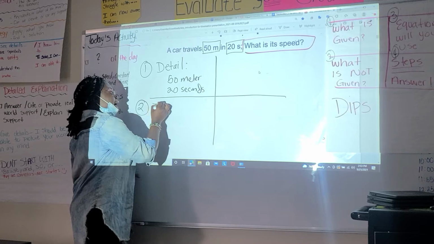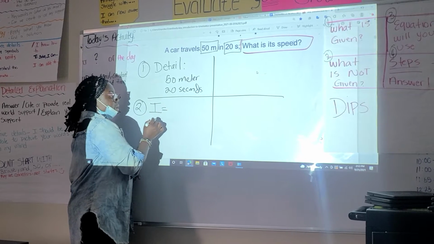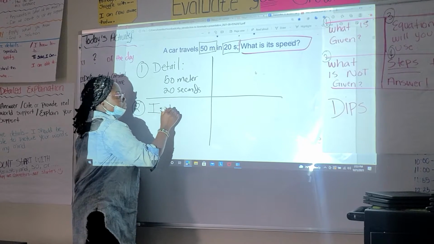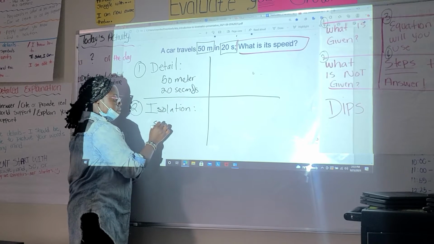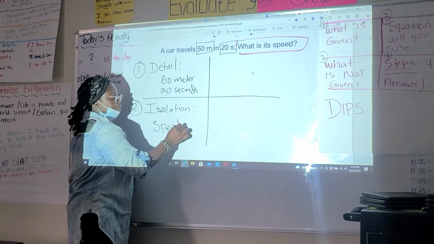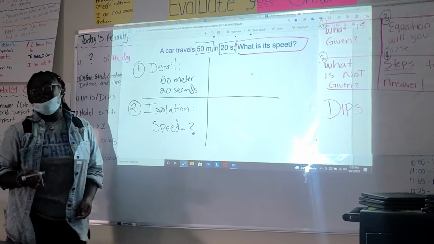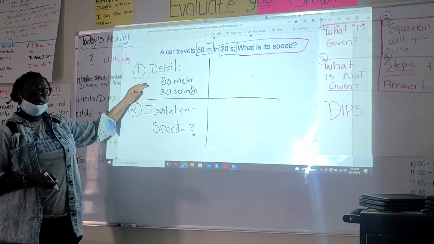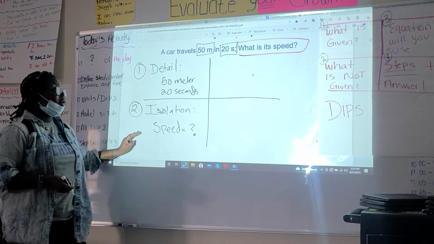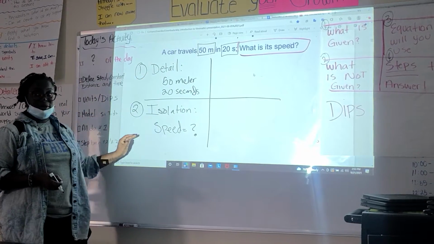So isolation, I'm going to write down isolation. I am looking for speed. That's what I'm looking for. So speed equals question mark. I don't know what it is. Step 1 and step 2 are connected to each other. When you get to step 3, it should connect to step 2.